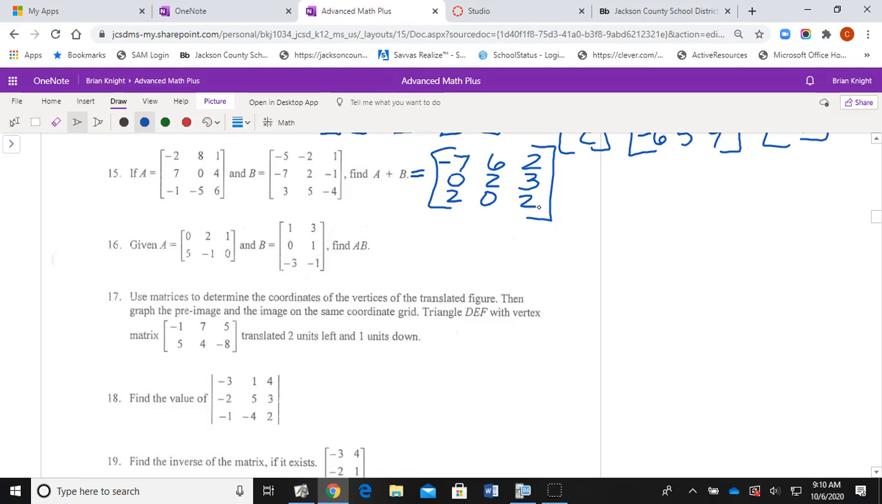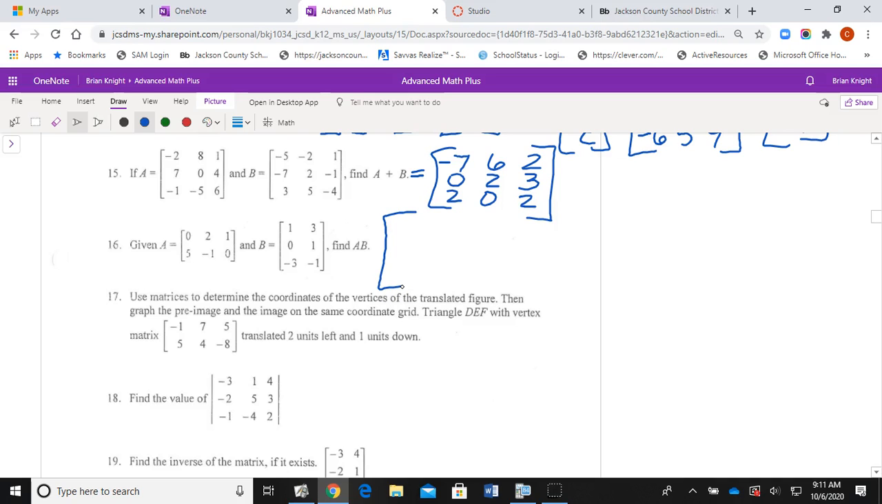You can use your calculator on 16 if you would like. Remember, multiplying is a little more complicated than adding, so I probably would, just to make sure I got it right and don't make any mistakes. But I'm going to do it the long way for you.